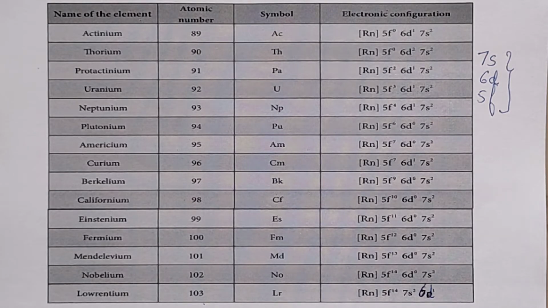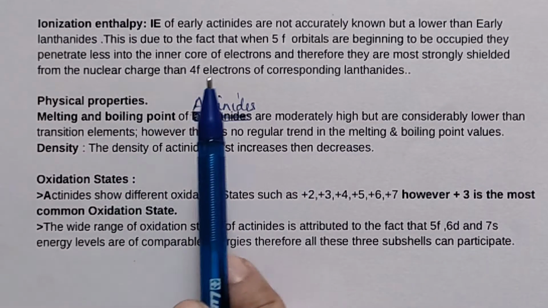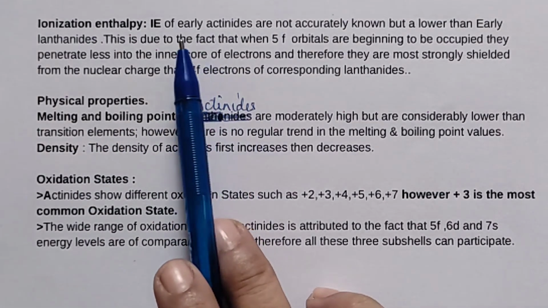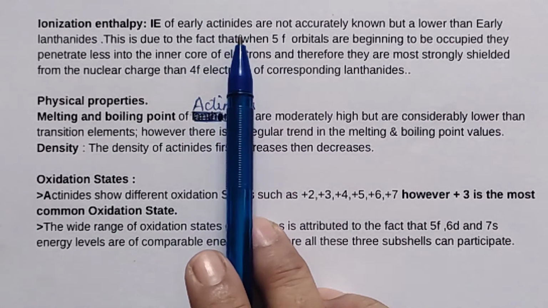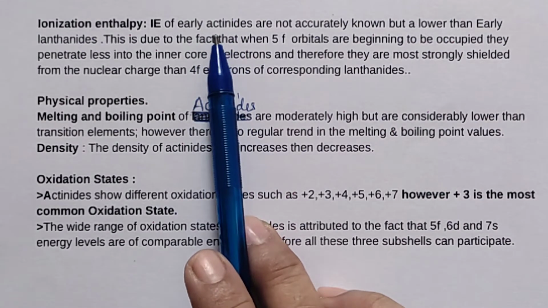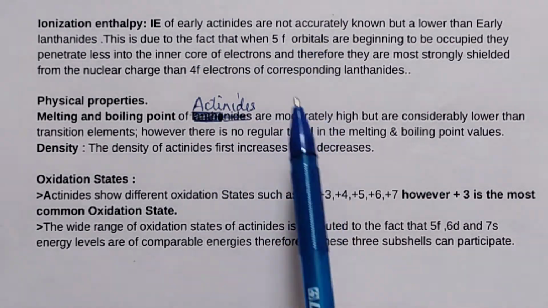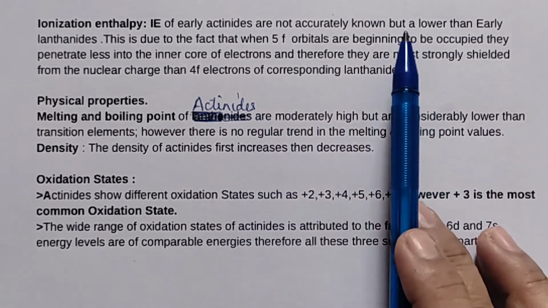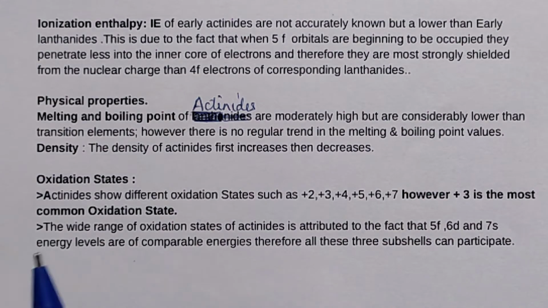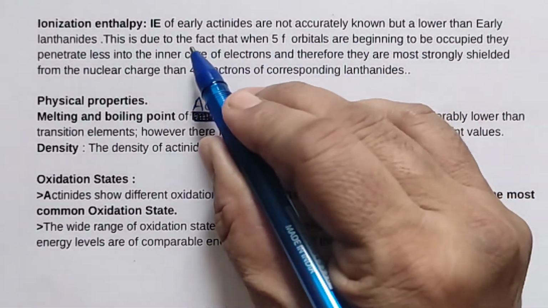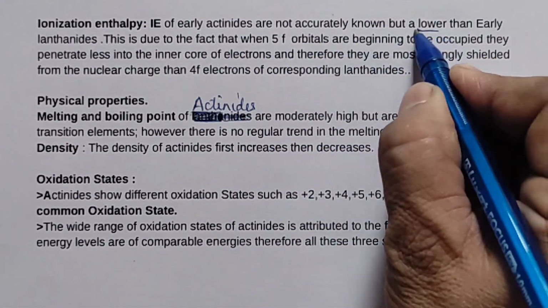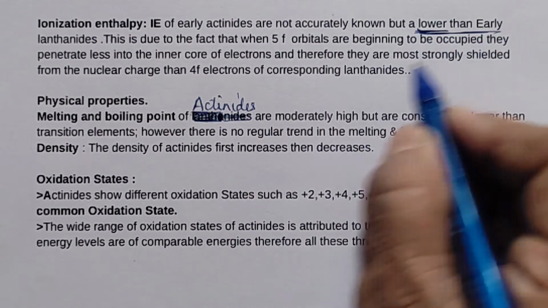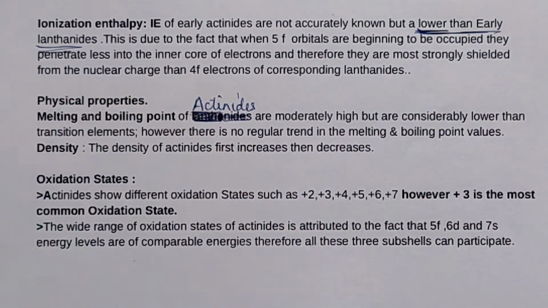Fine. Now we move on to the properties. Ionization enthalpy, the first property. Now ionization enthalpy, when you check for the actinides, is not known accurately. The values are not really known, but they are lesser than lanthanides. This is to be underlined. Ionization enthalpies of actinides are much lower. They are lower than the early lanthanides.